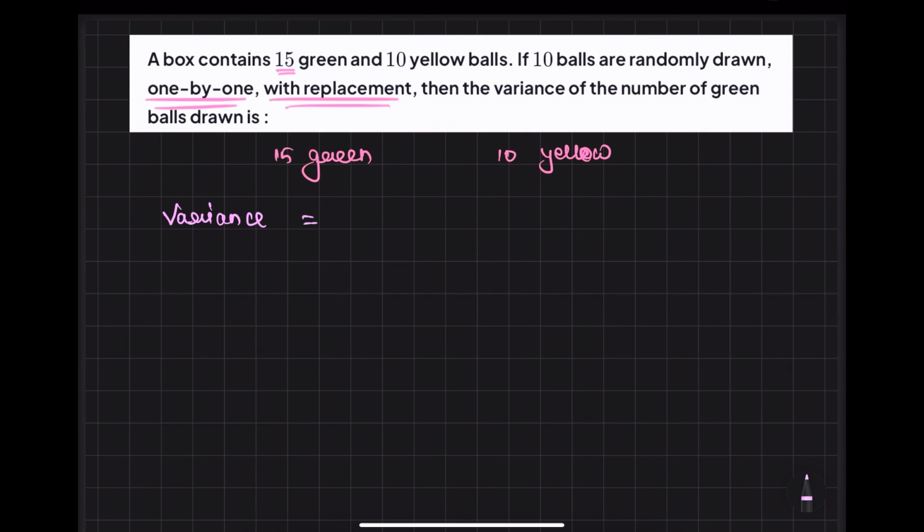So variance, you know that the formula for variance is npq. So n is what? The number of balls you are handpicking. So you are handpicking 10 balls, so it is 10.